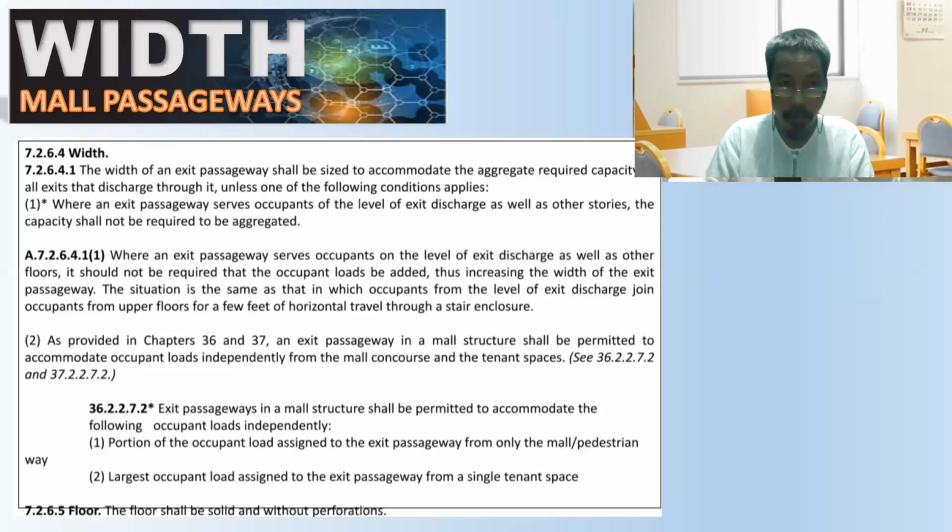exemption and the explanation in paragraph A.7.2.6.4.1: where an exit passageway serves occupants on the level of exit discharge as well as other floors, it should not be required that the occupant loads be added, thus increasing the width of the exit passageway. The situation is the same as that in which occupants from the level of exit discharge join occupants from the upper floor for a few feet of horizontal travel through a stair enclosure.